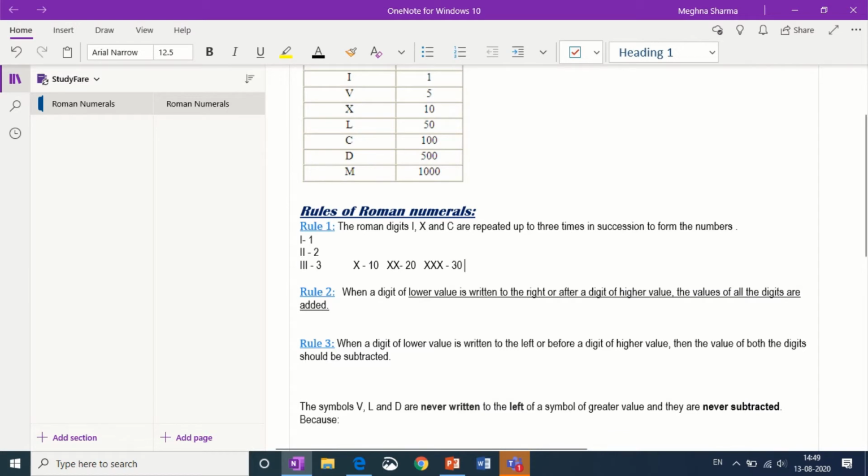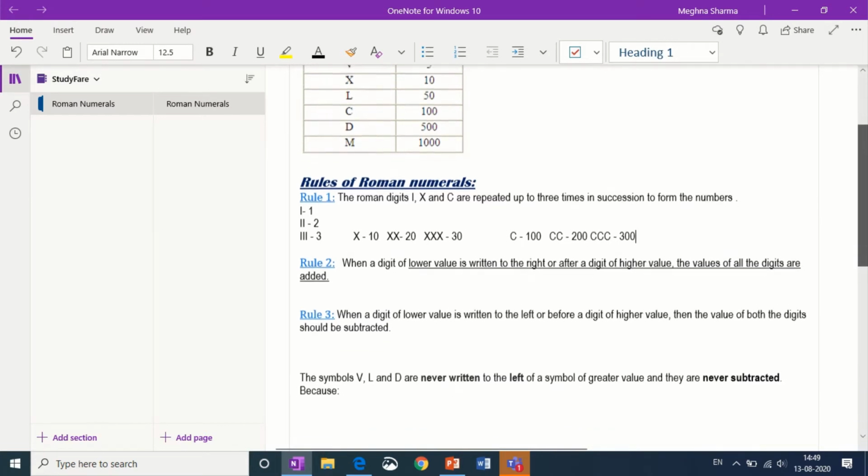Same over here. Now let us see for C. One C is equal to 100, two C's is equal to 200, and triple C is equal to 300. Same way here also we added 100 plus 100 plus 100, C plus C plus C, 300.